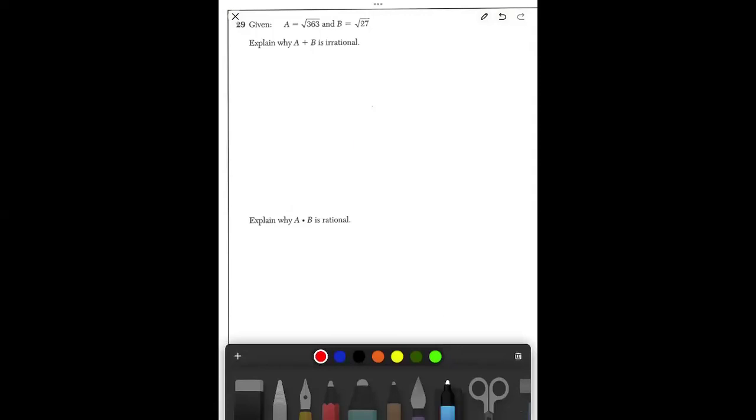All right, so we've got a question and it gives us two numbers, A and B. There is the square root of 363 and the square root of 27. It says, explain why A plus B is irrational, and then explain why A times B is rational. What I want you guys to do is always just write whatever they've given you. So I've got the square root of 363 plus the square root of 27.